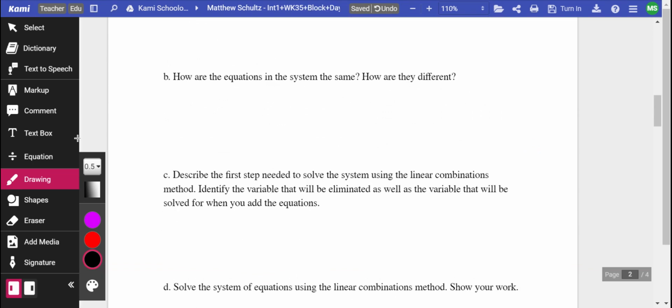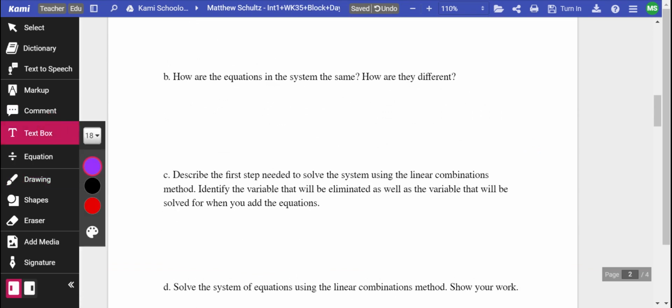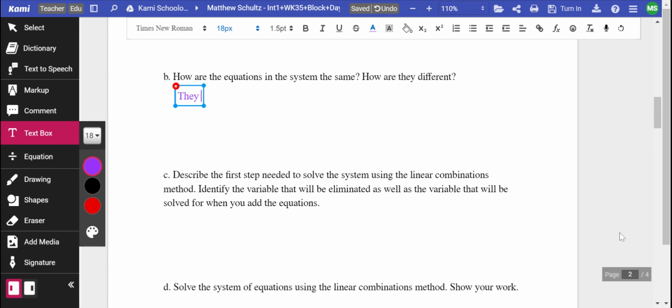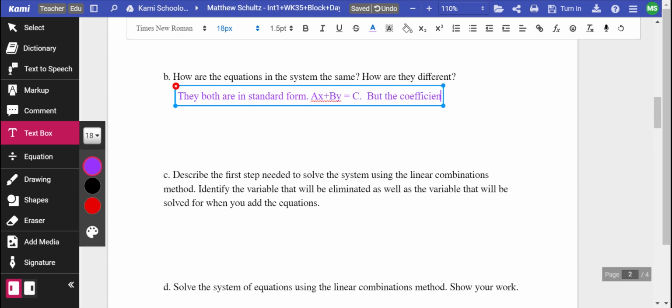How are the equations the same? How are they different? Well, we know that they both are in standard form. That's ax plus by is equal to c. But the coefficients are different.